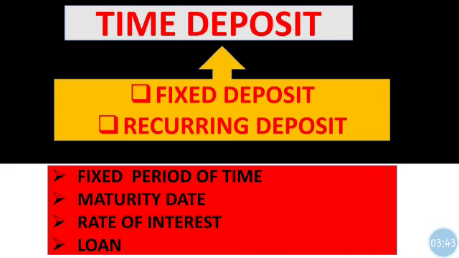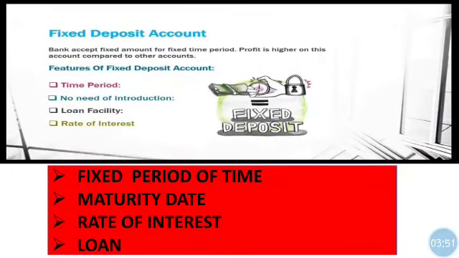When such account is opened by anyone, a fixed deposit receipt or FDR is issued by the bank. Against this receipt, even loan can be taken from the bank. So in short, what are the features of fixed deposit account? There is a time period. It is open for a fixed period of time. No need of introduction, anyone can open it. Loan facility is availed through such account and rate of interest is high.